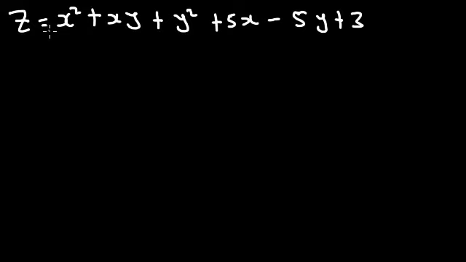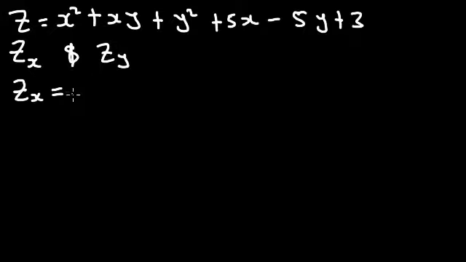Before we could find the stationary point, we need the critical points. And to get the critical point, we need the first partial derivative of z with respect to x and the first partial derivative of z with respect to y. So what actually is z sub x? That's simply 2x. When we differentiate with respect to x, you have 2x, then plus.